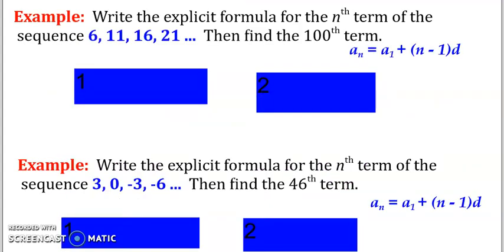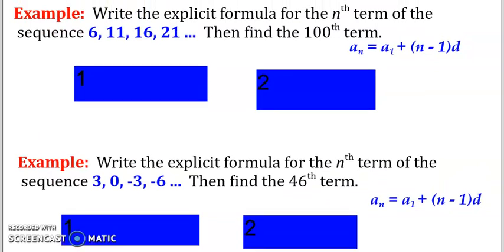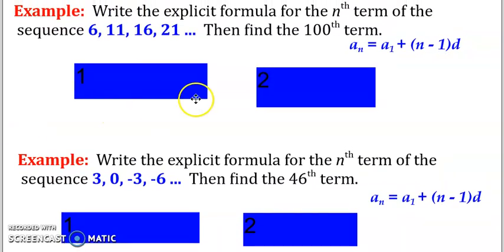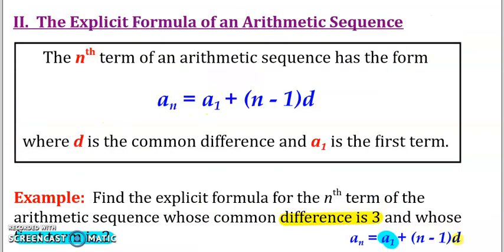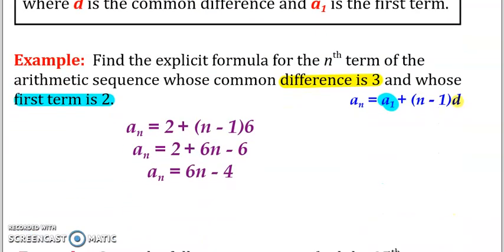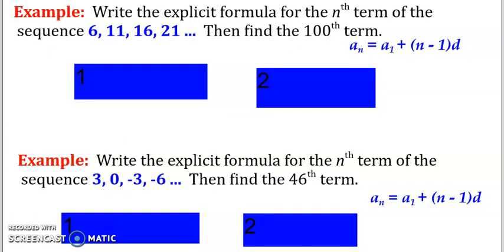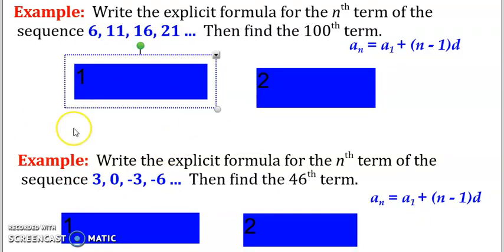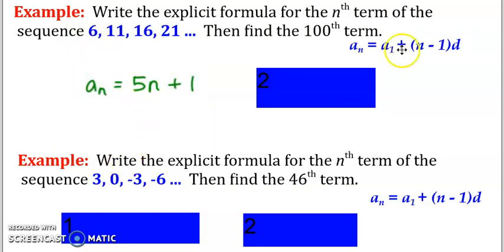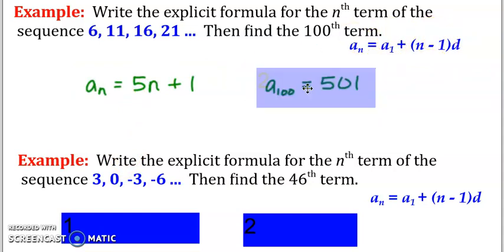All right, next up, we're going to have 2 different problems. I'm actually going to suggest you pause these because I'm not going to go as in-depth as I did on the previous problems. So pause these if you need to write them down, and then I'll reveal the answers when you unpause. So for the first one, we have 6, 11, 16, 21. My first term is 6, and I'm increasing by 5. So I plug the information into this formula, again, cleaning it up. Then to find the 100th term, I just plug in 100 for n and simplify.